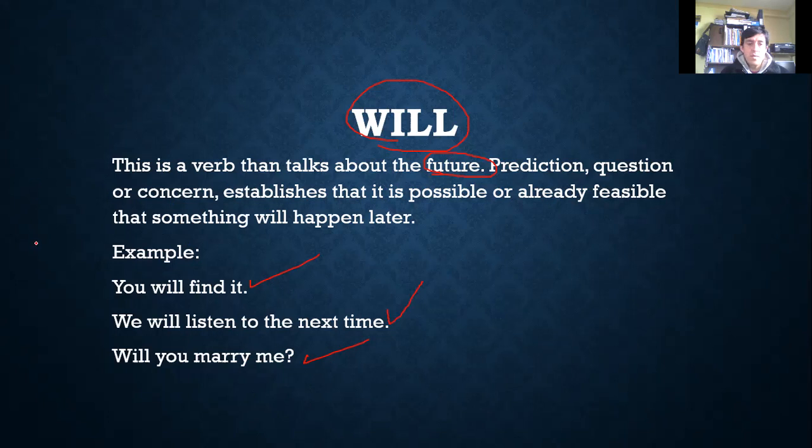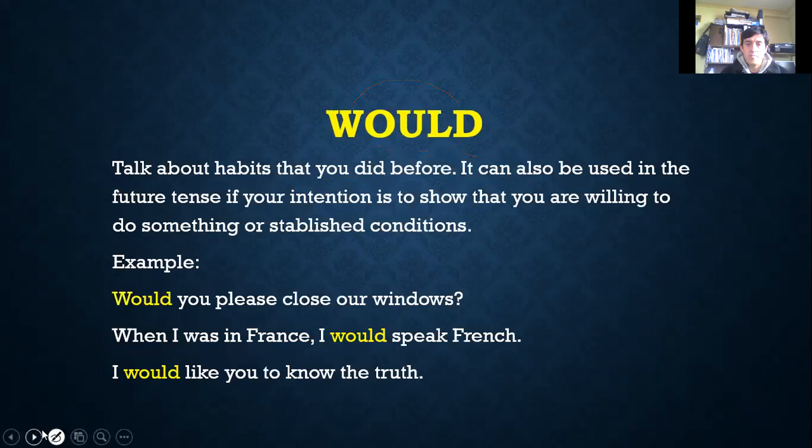Okay, let's continue with the next topic. The next modal verb: would. It talks about habits that you did before. It can also be used in the future if your intention is to show that you are willing to do something or establish conditions. This is the main characteristic: habits and established conditions.